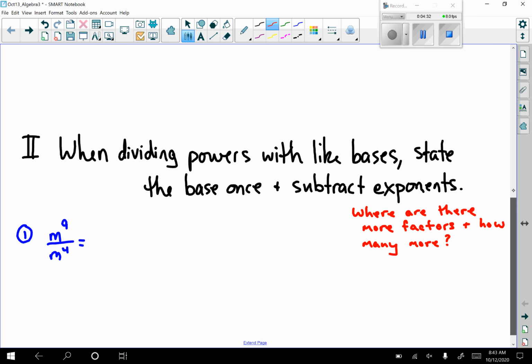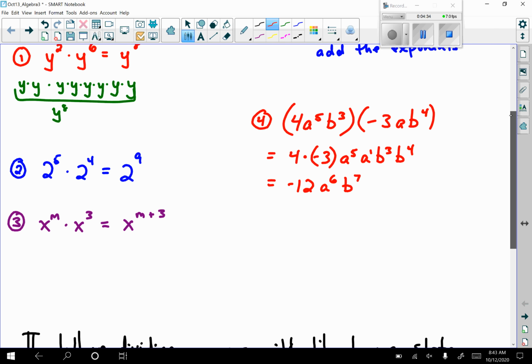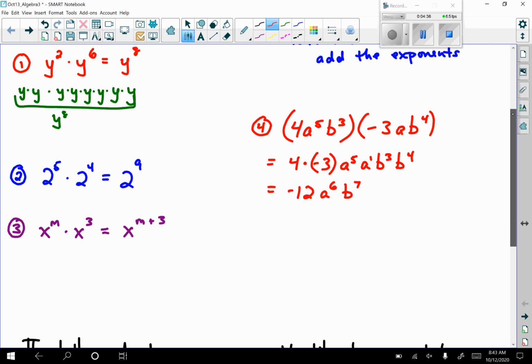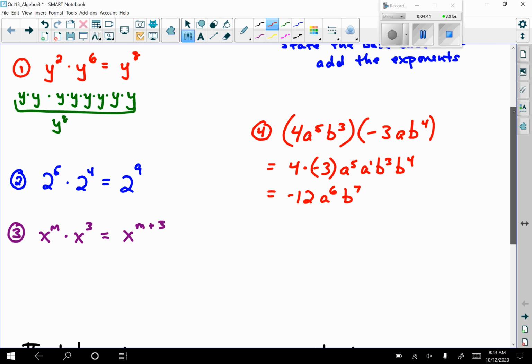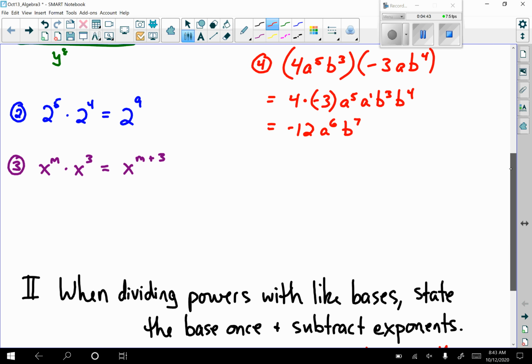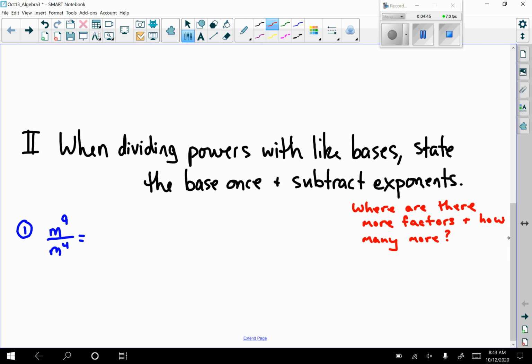Now, when I was multiplying, I didn't have to ask where are there more factors. I had all my factors in the same part of the fraction, all in the same place here. So all I had to do was count up how many factors I had altogether. Here for number 1, where do we have more factors of m? Up top. And then how many more? It'd be 5. So in other words, all 4 m's down here divide out with 4 m's from the top. So I'm going to keep this as a numerator, which I really don't even need to write as a fraction, but I have 5 more factors of m in the numerator.